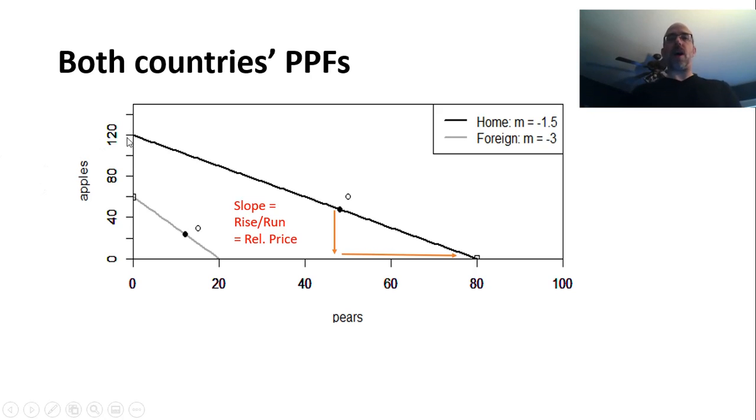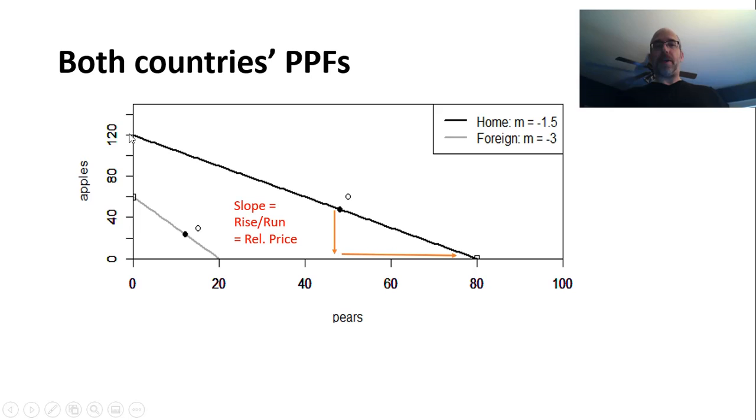So here's how we draw. We've got our PPFs here. Here is home, which is larger in terms of productivity. It's got fewer people, but it's so productive, its economy is larger. The gray line is foreign. Foreign is more people, but it's poorer. Both countries are going to benefit.